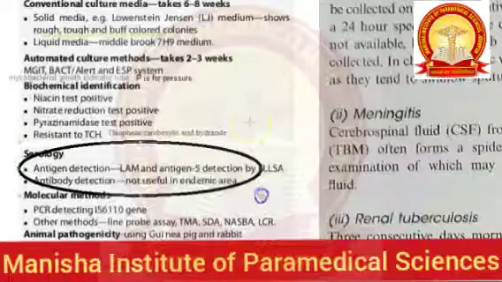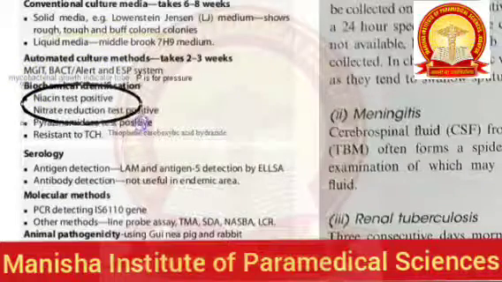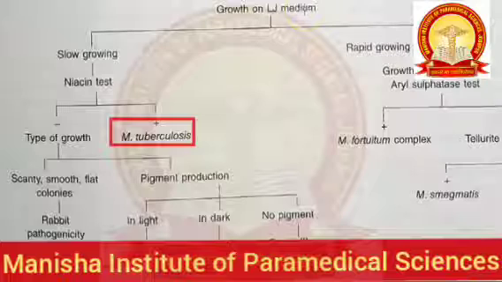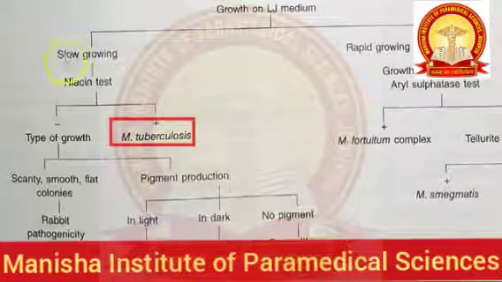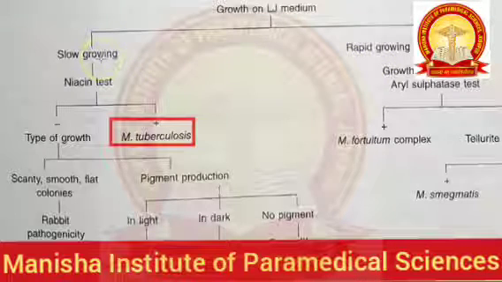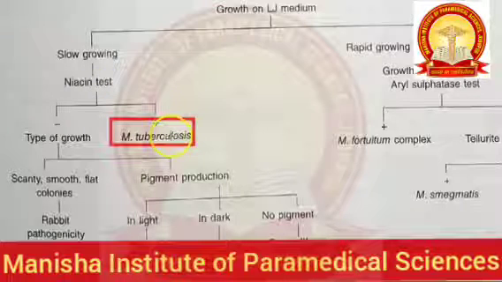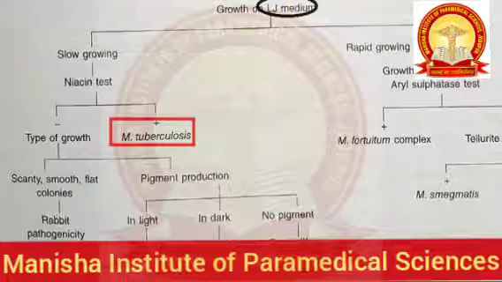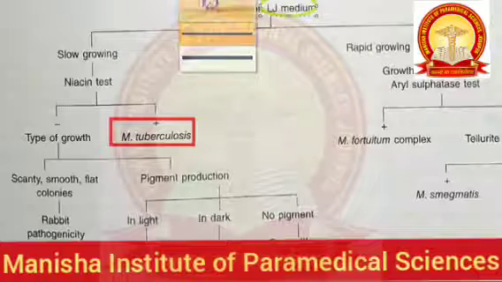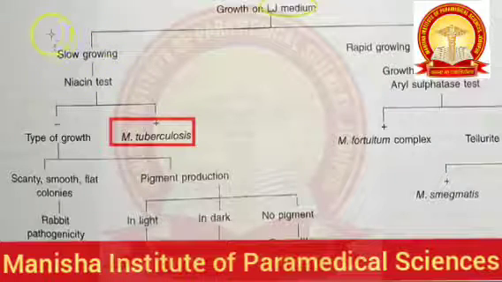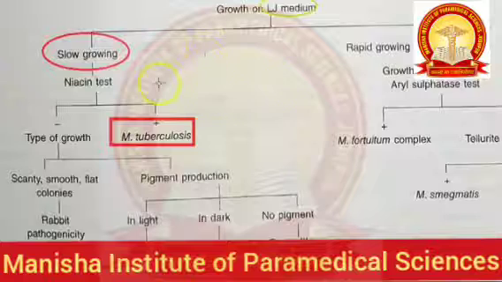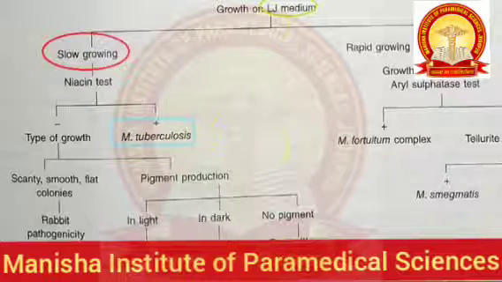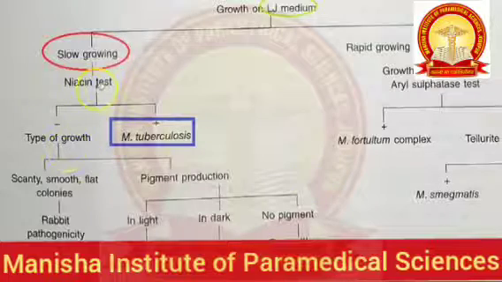Now coming to biochemical identification, this niacin test, right? You have to draw one table. Let me show you. So basically you can see this table after the growth on the LJ media, which is a solid media. You can check whether it is slow growing or rapid growing. If it is slow growing, then you will do a niacin test, and if it is positive, then you will declare it as Mycobacterium tuberculosis. Please note this. Let me explain again. On the LJ media, there is growth, right? Once there is growth, you will check whether it is slow. If it is slow, then you will do niacin test, and if niacin test is positive, then you will declare it as Mycobacterium tuberculosis. So this is where your niacin test is helping you.